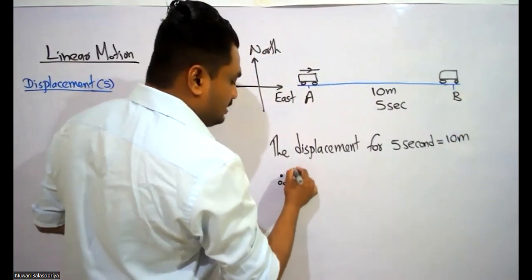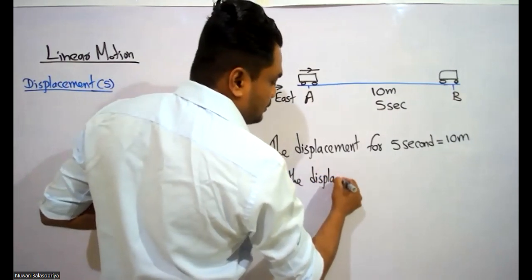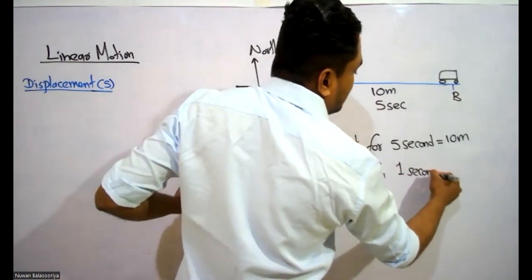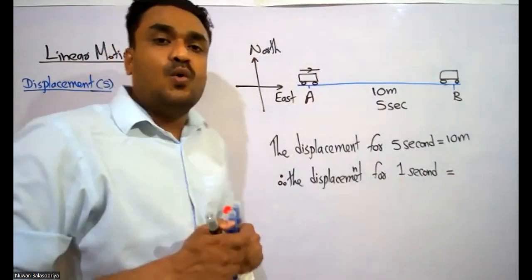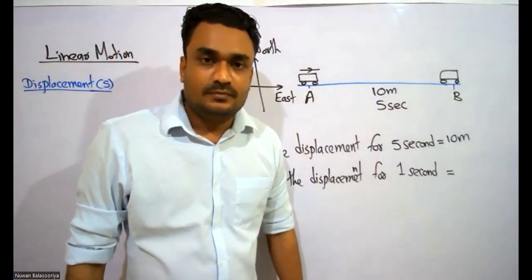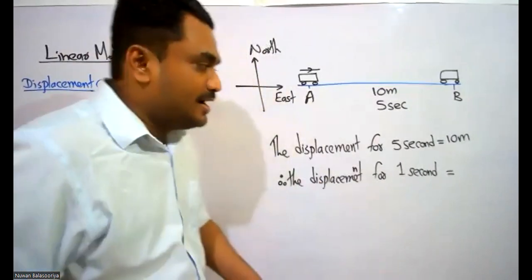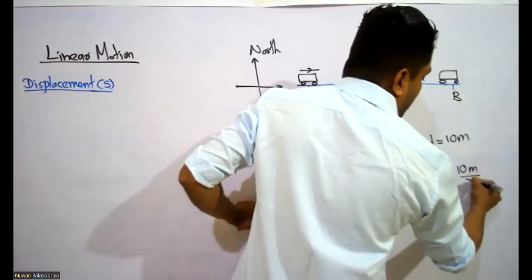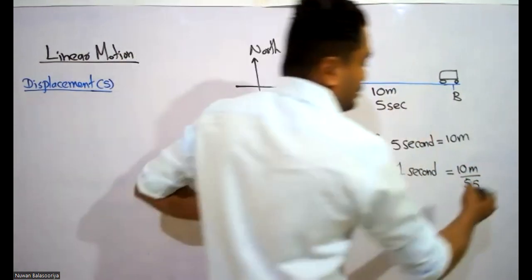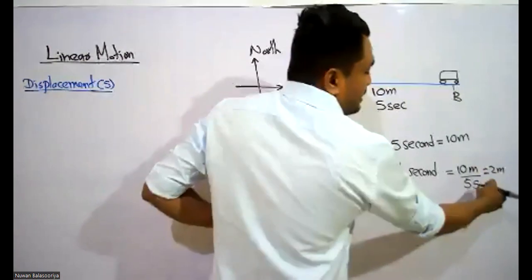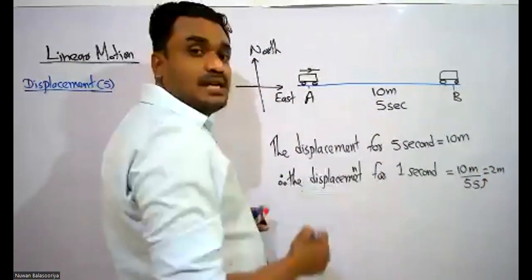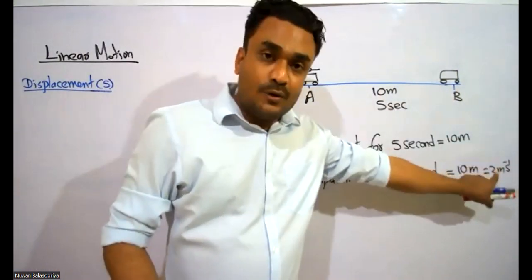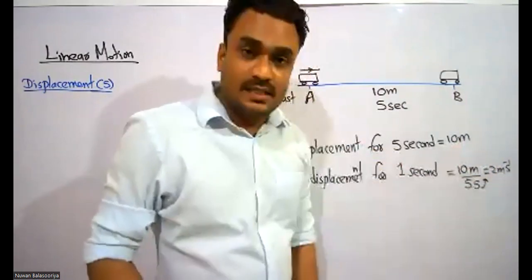Then what should be the displacement for 1 second? How do we find it? Divide by time, divided by 5. So displacement for 1 second is, we should divide this 10 meter by 5 seconds. 10 divided by 5 is 2. What is meter divided by second? Meter per second. So displacement for 1 second is 2. The unit is meter per second.